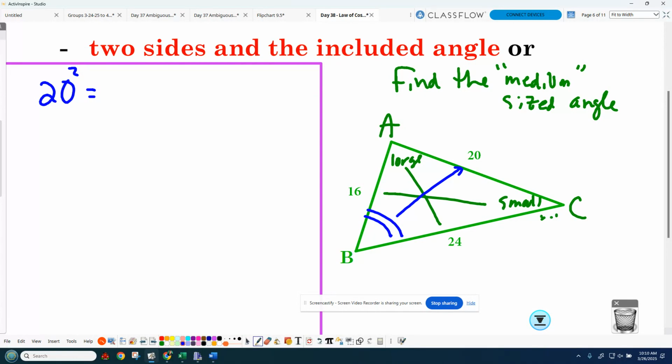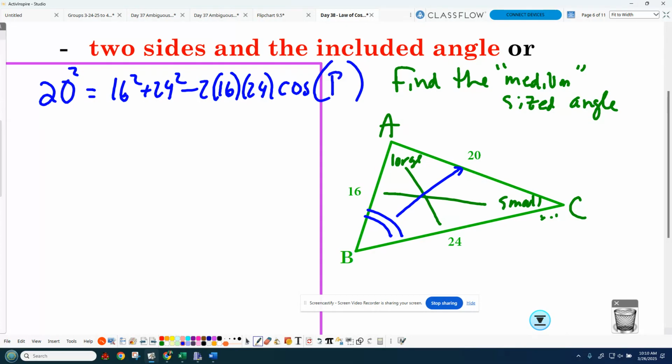Then the other sides, just to fill out the rest of the formula, minus 2 times these sides times cosine of which angle, A, B, or C? B. Okay, so whatever angle you're asking for, you put in there. This is a problem, and all of this is one big lump. Don't do this guy squared minus 2 times 16 times 24. Don't do that, that's bad.